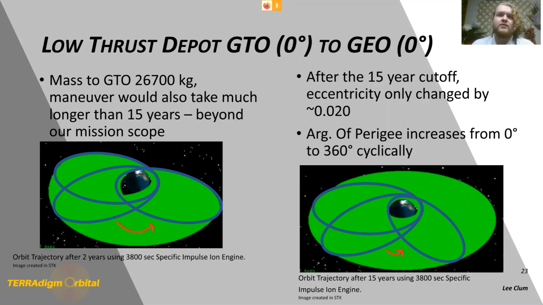As such, we ruled out the use of low thrust, as the maneuver times are well beyond the scope of our projected mission lifetime per propellant depot.